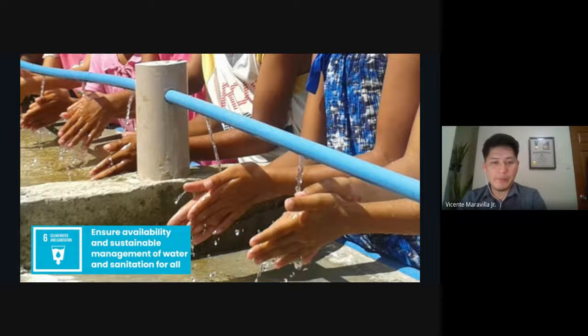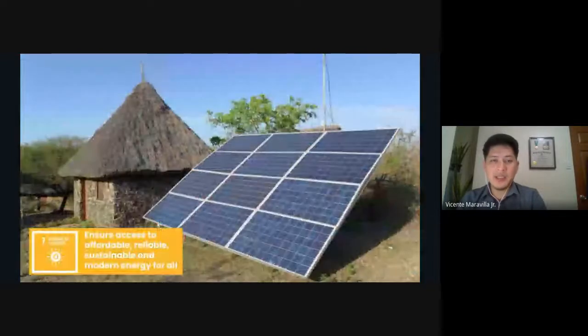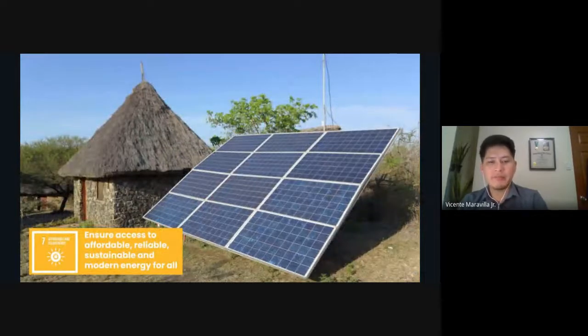Next is SDG 7, ensure access to affordable, reliable, sustainable, and modern energy for all. Tourism has implemented more renewable energy practices, such as putting solar panels in rural villages, providing tourism services.